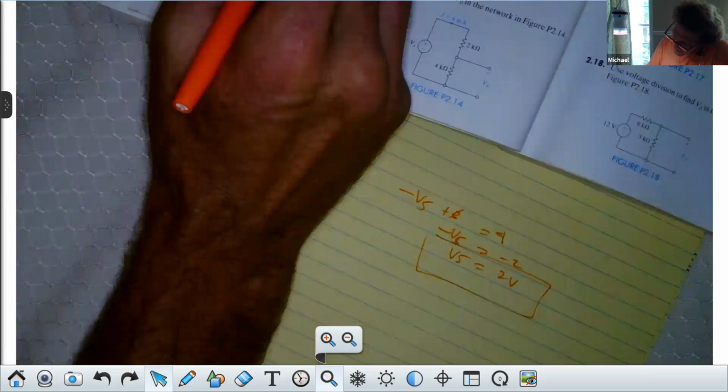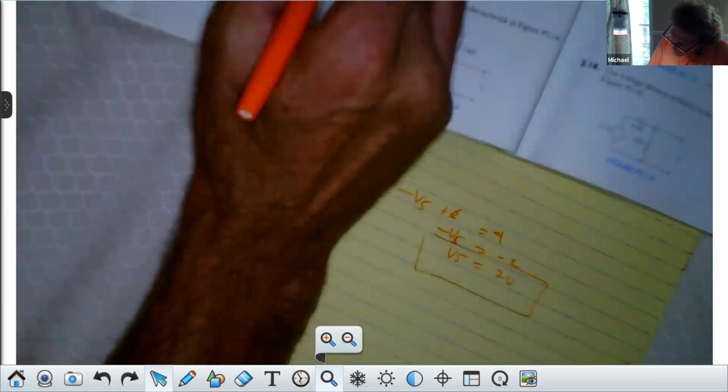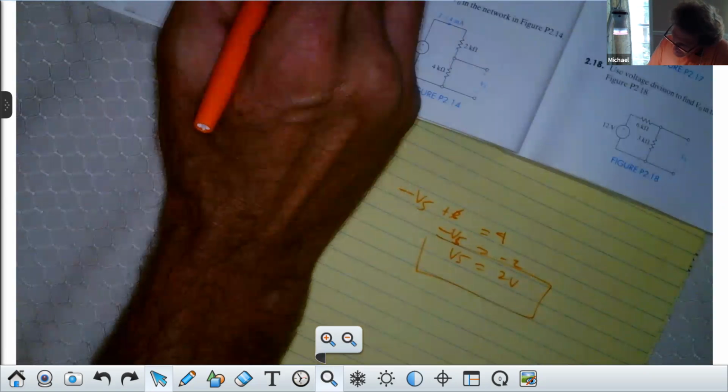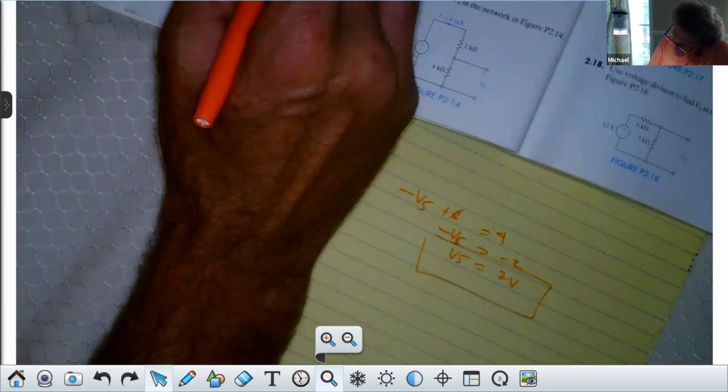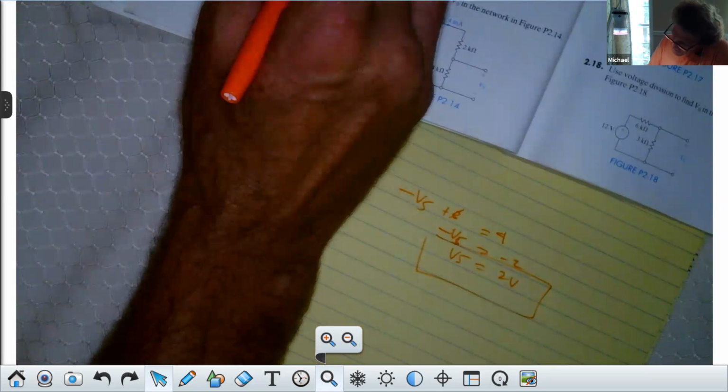And the only thing I'm doing is once I know this is 6, then if I want the voltage across here, I start at the negative terminal. I can see it's an increase of 6, a decrease of 4, right, to the positive.